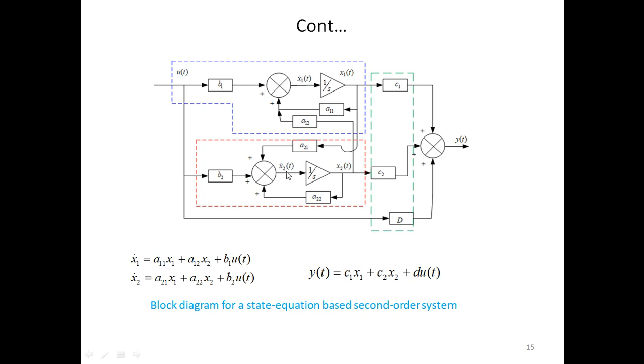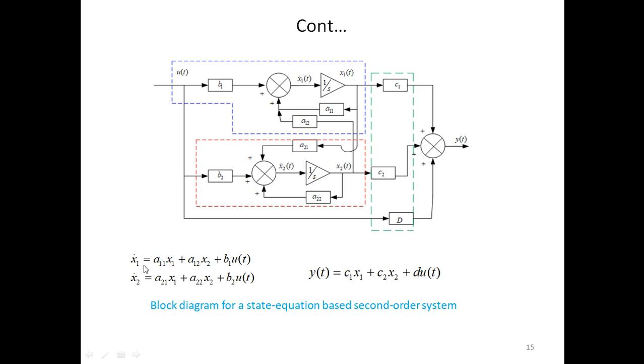If we are considering two states, two differential equations, it means the input to the integrating block is x1 dot t and the output is x1t. This is x1 dot t, this is x1t. Similarly, the input for the second equation is x2 dot t and the output is x2t. This is the primary work we have to do.